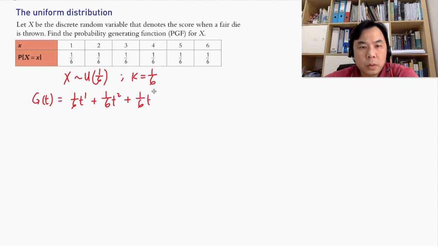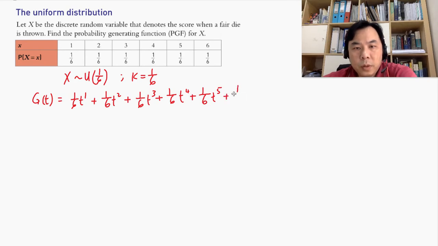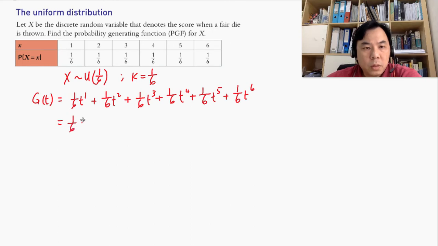Then we have the third one, fourth, fifth, and then lastly the sixth. Now from here we can manipulate this function algebraically. So take for instance, we're going to factorize this as t squared. Sorry, this is t squared, not t cubed.